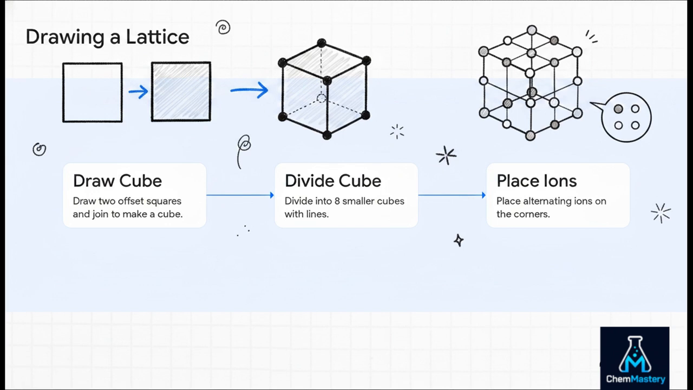First, you start by drawing a perfect square. Then, draw an identical square slightly offset from it. Join them up to make a cube. Next, you rapidly divide that main cube into 8 smaller cubes by slicing lines right through the edges and faces. And finally, you place your alternating ions right on the intersecting corners, locking the whole framework together.